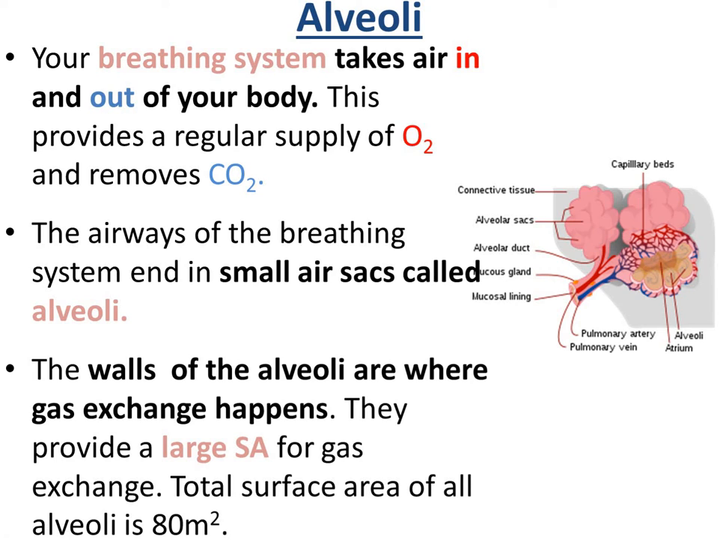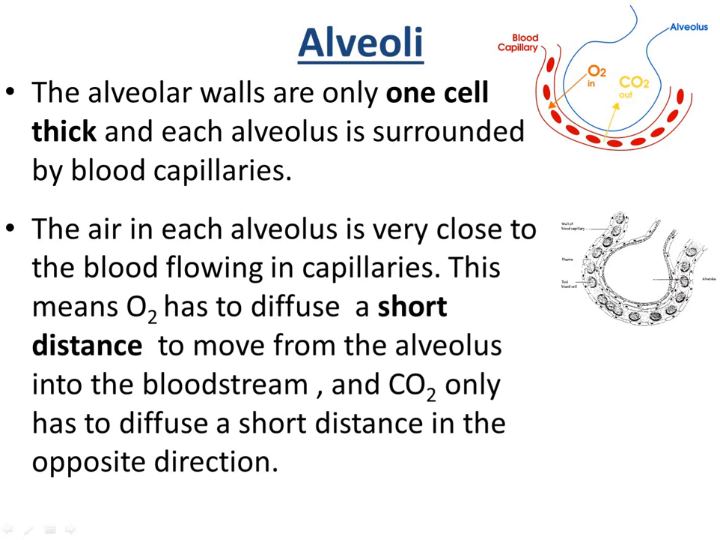Your breathing system's job is to take air in and out of the body, supply oxygen to the body, and remove carbon dioxide, the waste gas, from the body. As I said before, it happens in the alveoli, which are small air sacs in the lungs. The walls of alveoli are where the actual gas exchange takes place, and they have a large surface area for gas exchange. The total surface area of all the alveoli, if you lay them flat, is 80 metres squared.